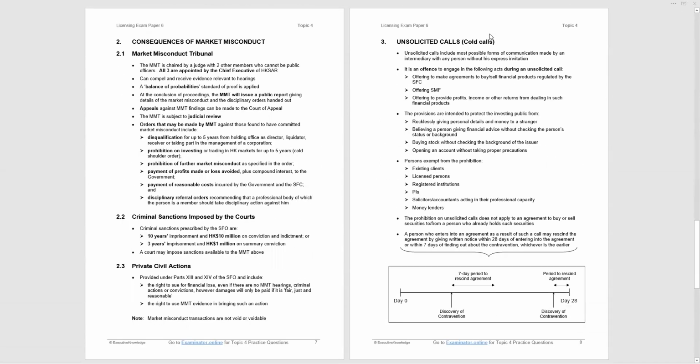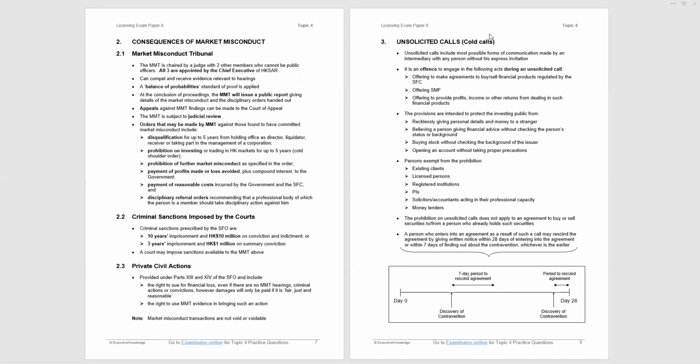Okay, let's leave the 6 categories and move on and look at what the consequences are of market misconduct. What happens to you if you're found guilty of market misconduct? It depends whether your case has been heard under civil or under criminal law. If it's heard under civil law, you will be in front of the Market Misconduct Tribunal. And there are some administrative points covering that tribunal at the top of 2.1.